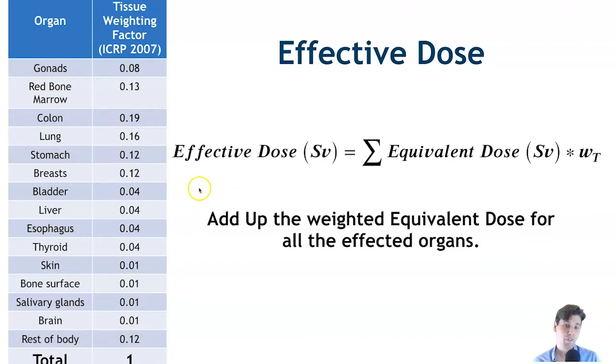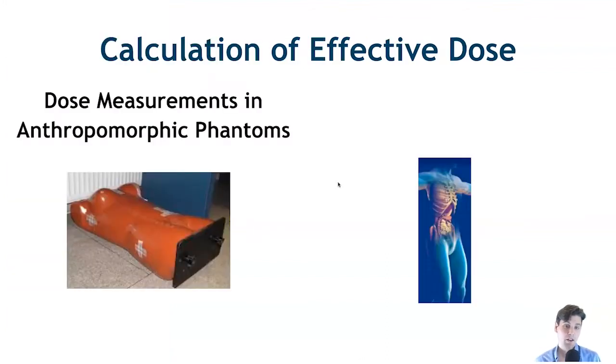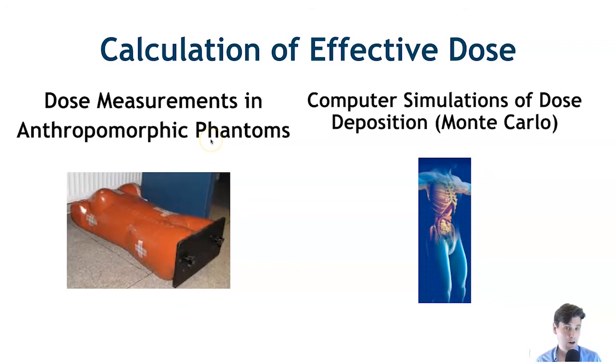So the effective dose, again, we take that equivalent dose and we weight all the different organs. So if you want to do this properly, you have to do either measurements in phantoms, which are anthropomorphic phantoms, so they're like a body rather than just like that cylinder. And you have to take measurements all throughout those anthropomorphic phantoms. Or you have to do Monte Carlo simulations, where you simulate the radiation passing through the anatomy, or some combination of those two.